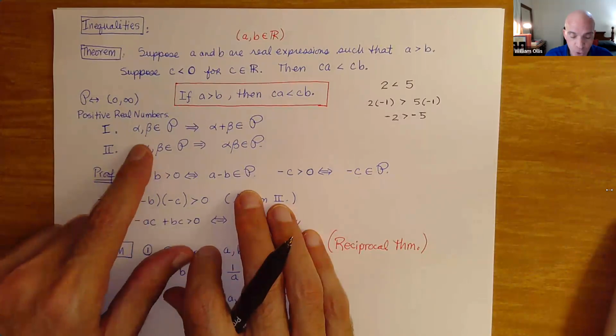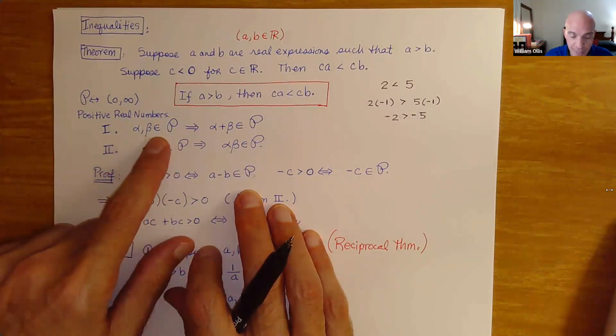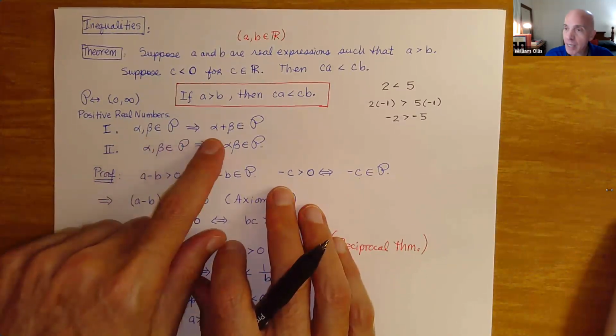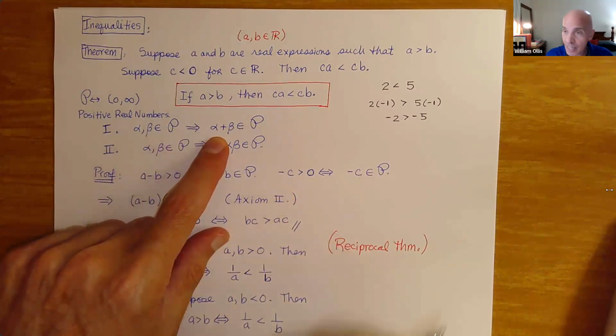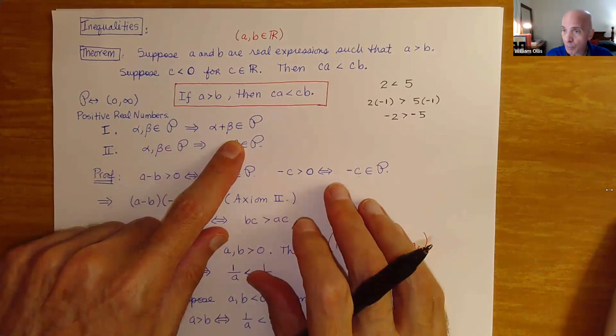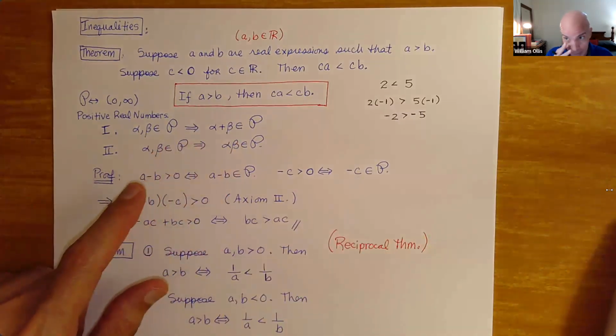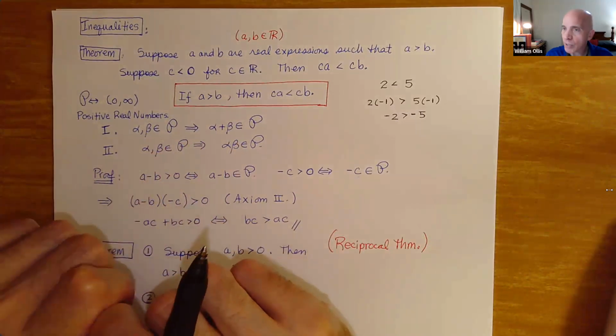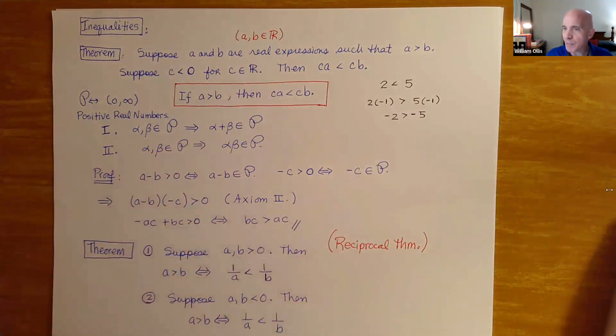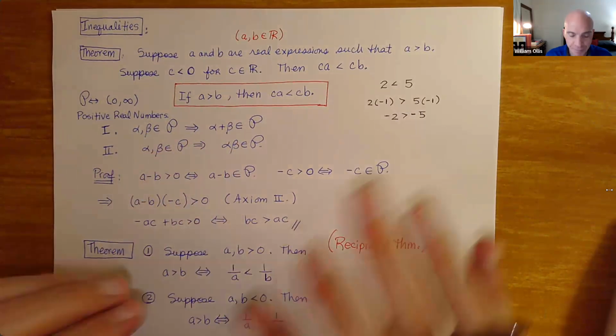So if we have two positive numbers, alpha and beta, it will be a truth that the sum of alpha and beta is also a positive number. That is, if you add any two numbers that are positive, the result is positive. We consider that to be a truth. We do not prove that.